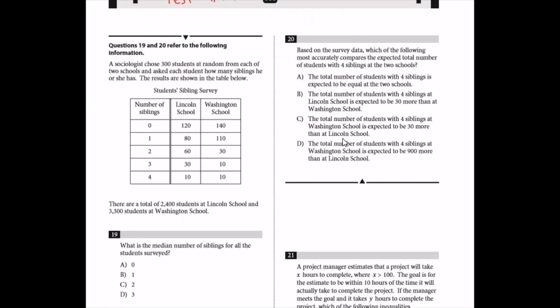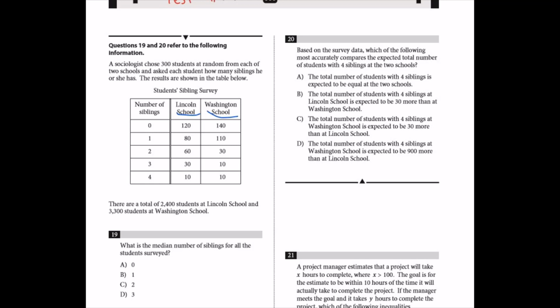Question number 19. A sociologist chose 300 students at random from each of 2 schools and asked each student how many siblings he or she has. The results are shown in the table below. There are a total of 2,400 students at Lincoln School and 3,300 students at Washington School. What's the median number of siblings for all the students surveyed?